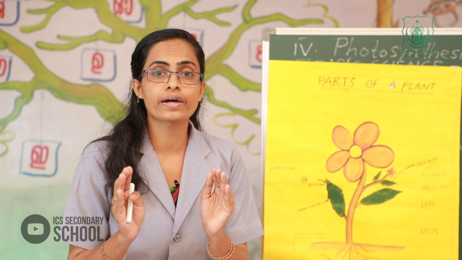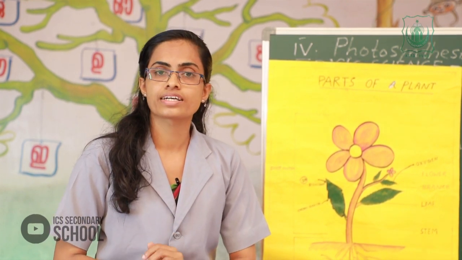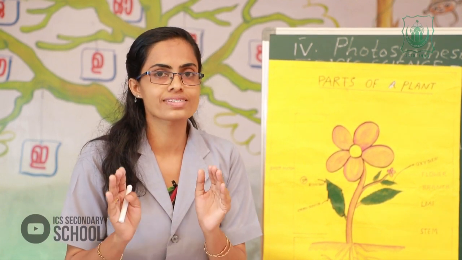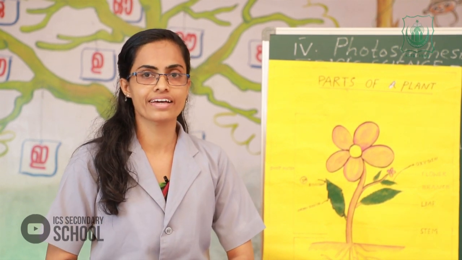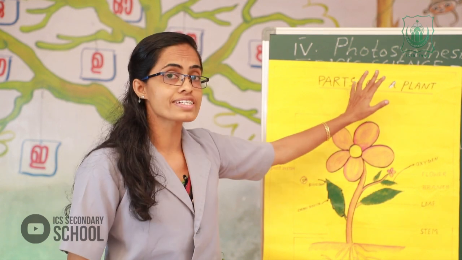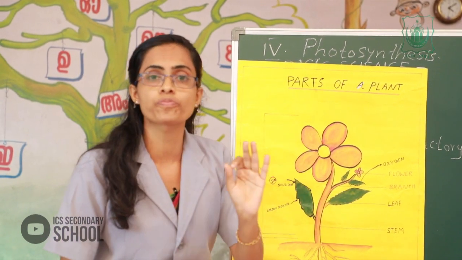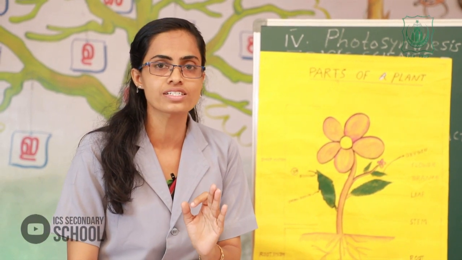The process by which the plants prepare food using water, minerals, carbon dioxide, and with the help of sunlight and chlorophyll. That is called photosynthesis. Okay? Clear? Then photosynthesis, photo means light and synthesis means to put together.